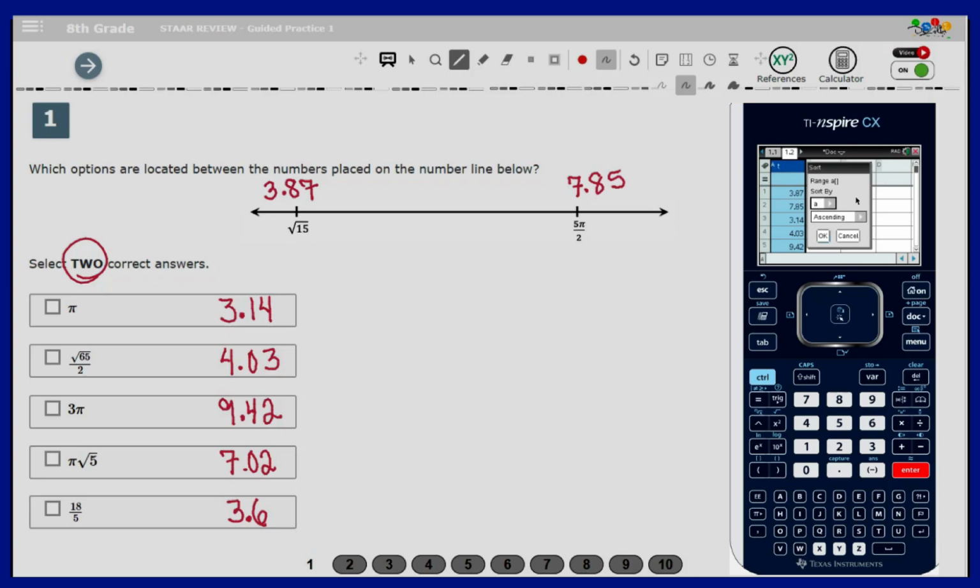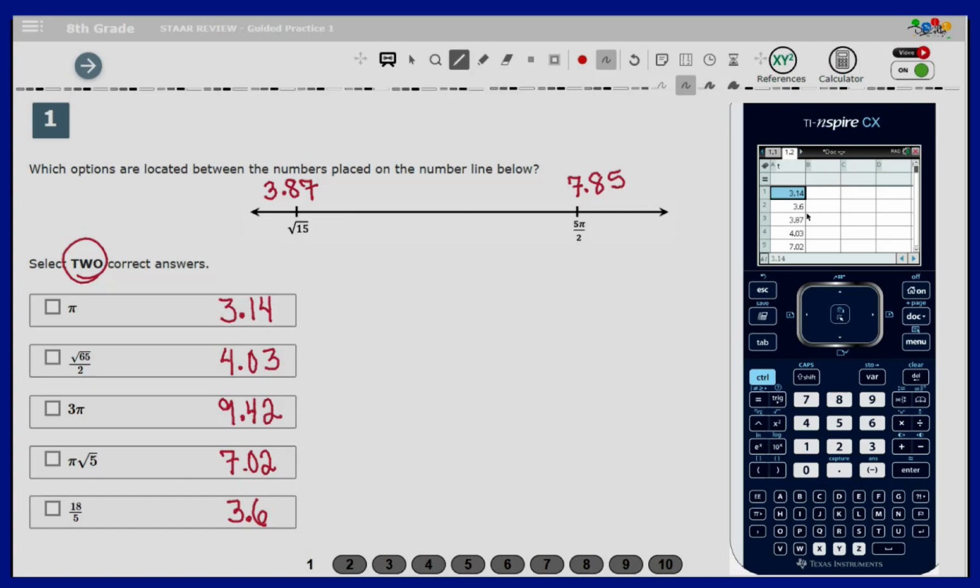Now, once I get to this point, I have two choices. I can either choose ascending or descending. Just keep in mind that ascending means from small to large. Descending means from large to small. So I'm going to choose ascending, and I'm going to press OK. And here are my answers.